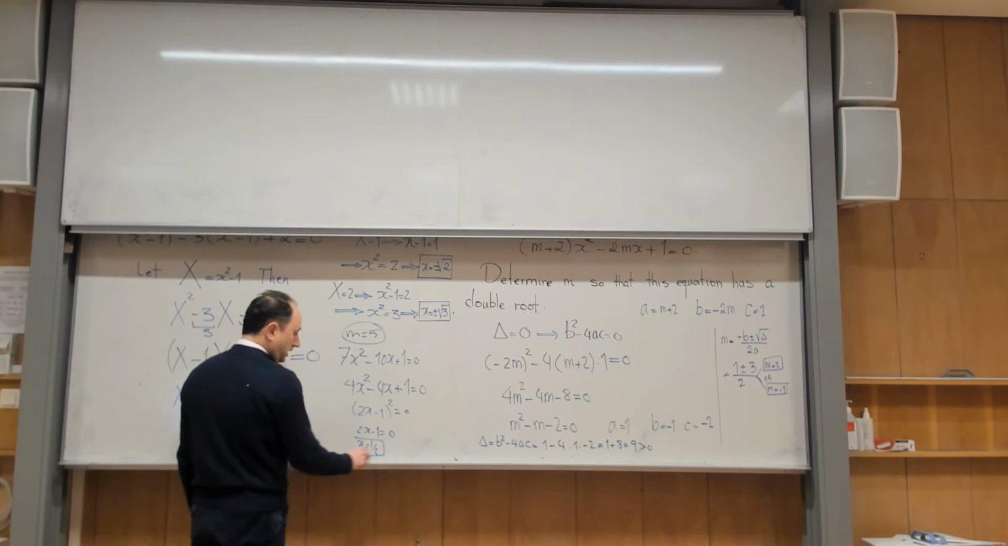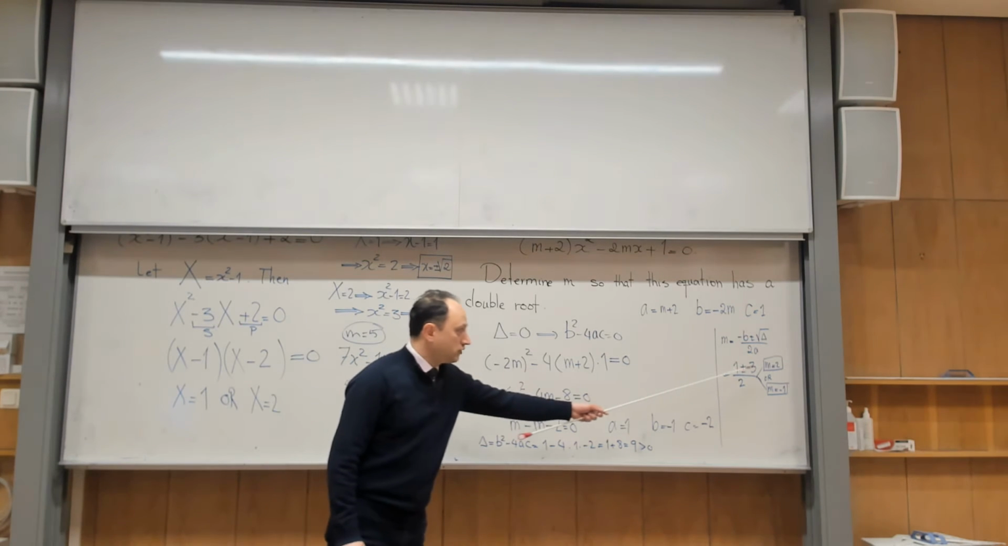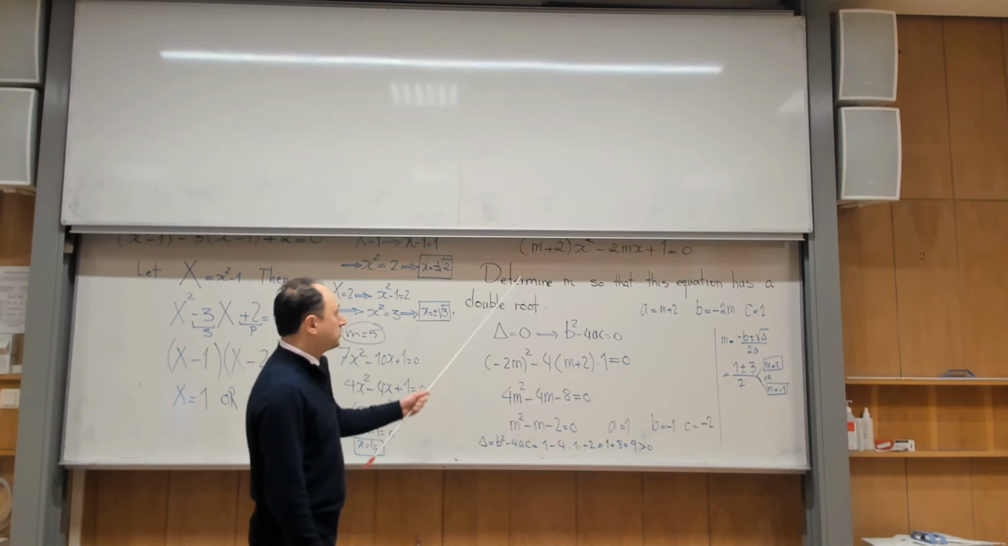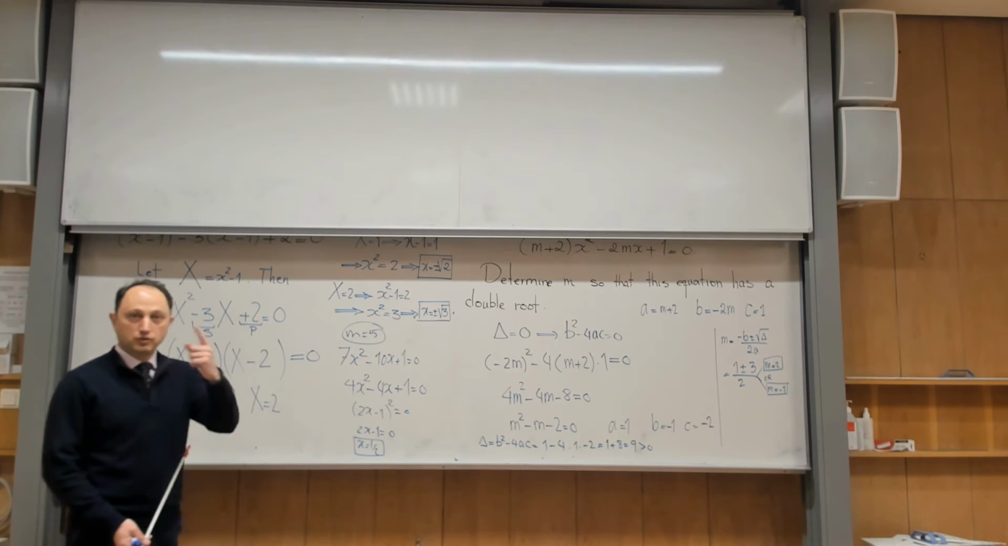How many roots did I get? Only 1. So this means that yes, m equals 2 is a correct answer to this problem, because when I replace m with that value and I solve the equation, I realize that there is only one root.